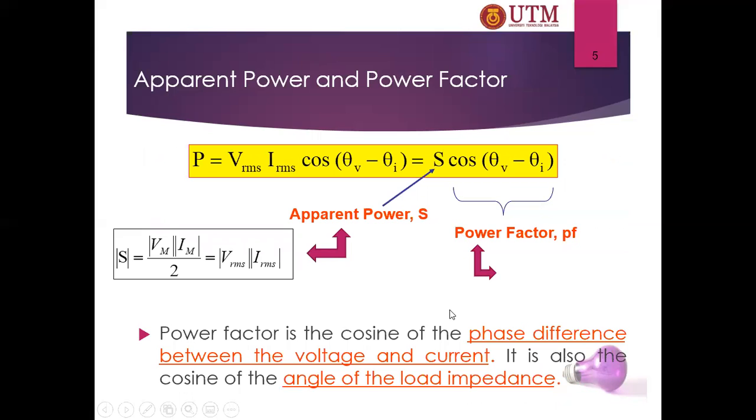So what is the power factor? The power factor is the cosine of the phase difference between the voltage and the current, and it's also the cosine of the angle of the load impedance. Meaning that if your load impedance angle is theta, the cosine of this theta is also referred to as the power factor.